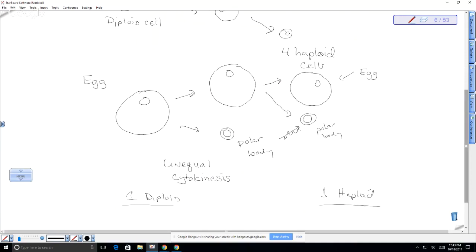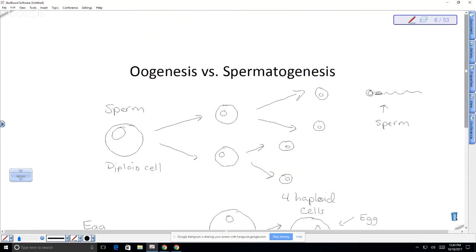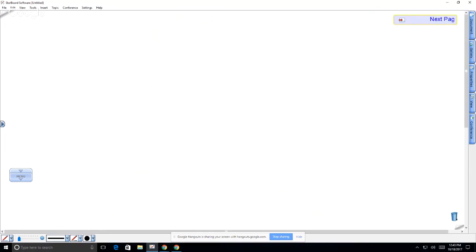So if this is unequal cytokinesis, what is this? Equal, right? So it is equal cytokinesis. And that makes sense. Cytokinesis is just the separation of the cytoplasm. Okay. So when is unequal cytokinesis taking place in the cycle? Is it when a follicle is made, when the ovaries become a follicle?